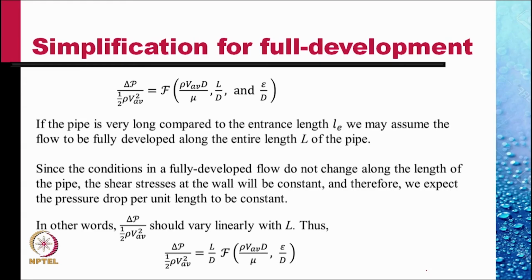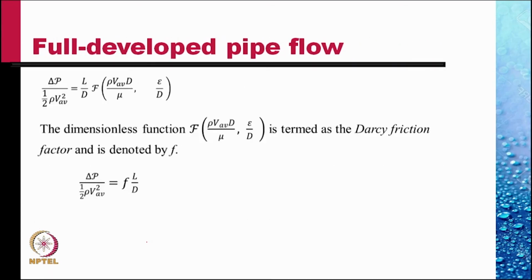And so we can write delta P over 1/2 rho V average square is L by D. The length parameter, non-dimensional, is taken out. Delta P is linear with L, so it can be written as L by D times a function of Reynolds number and epsilon by D. The dimensionless function of Reynolds number and epsilon by D is termed the Darcy friction factor and is denoted by f, lowercase f.